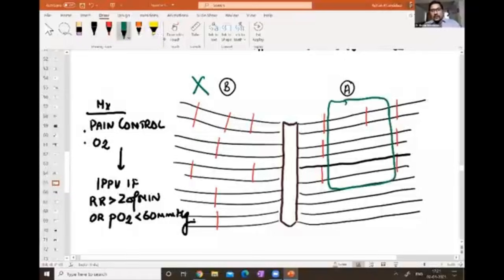The initial management is pain control and oxygen. And if the respiratory rate is more than 20 or the PO2 is less than 60, then IPPV is done. Can you write the full form of IPPV? It has been asked in your exam. Can you write down the full form of IPPV in the chat box, please?